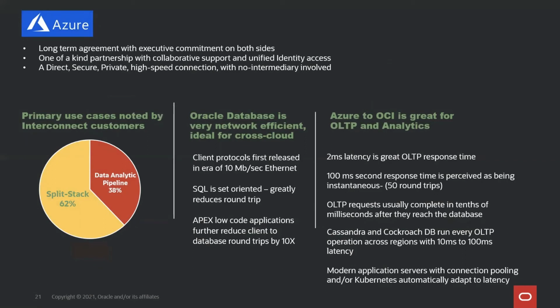So now the primary use cases are noted by these interconnect customers that we currently have. We launched this in 2019. What customers are telling us is the primary reasons why they're using the interconnect are two. One is a split stack architecture, meaning somebody is running, let's say, the Oracle E-Business Suite on Azure, and it's connecting over this interconnect to the database running on OCI. EBS, PeopleSoft, Hyperion, JD Edwards, Retail Management Suite, all of those products are certified on Azure, and they're all perfectly capable of connecting over the internet to the Oracle database running in OCI.